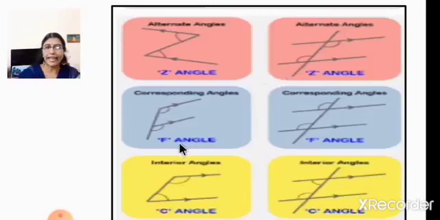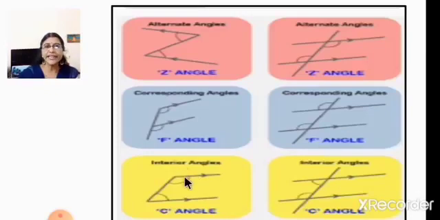Same way F-shaped angles stand for corresponding angles. You can see these two are corresponding angles. Same way here you can see these two angles. This way an F is formed. Here also corresponding angles are formed. Here also you can see corresponding angles will form. So F-shaped angles stand for corresponding angles.